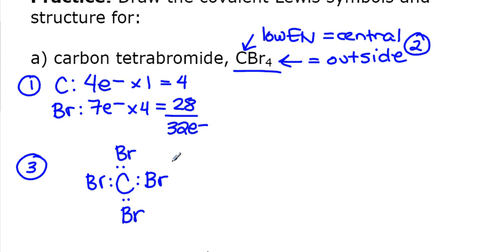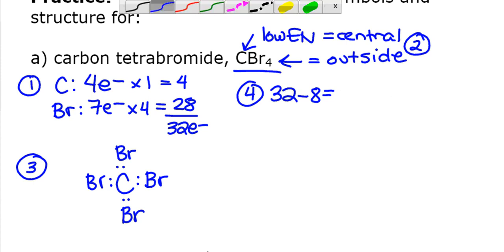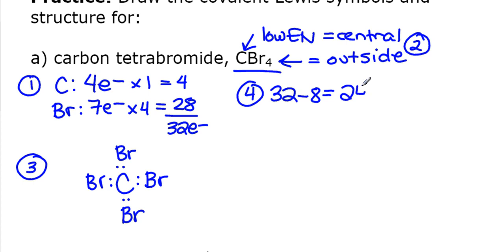Now I need to go to step 4. I want to do a check. How many electrons do I have left? I had 32, but in my diagram here, I've put 2, 4, 6, 8. So what's 32 minus 8? 32 minus 8 is 24. So that means I have 24 electrons to put in my diagram. I've put in 8, I've got 24 more.